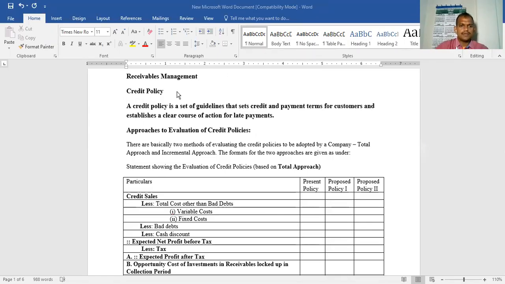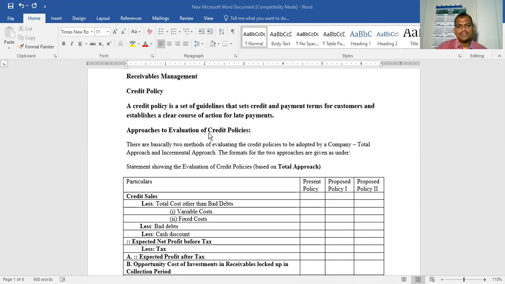Receivables Management: Credit Policy. A credit policy is a set of guidelines that sets credit and payment terms for the customer and establishes a clear course of action for late payment. So, credit policy is a clear course of action for the late payment from the customers or debtors or accounts receivable.